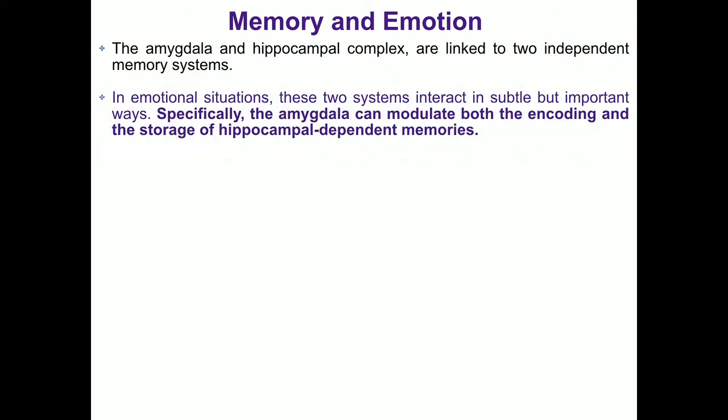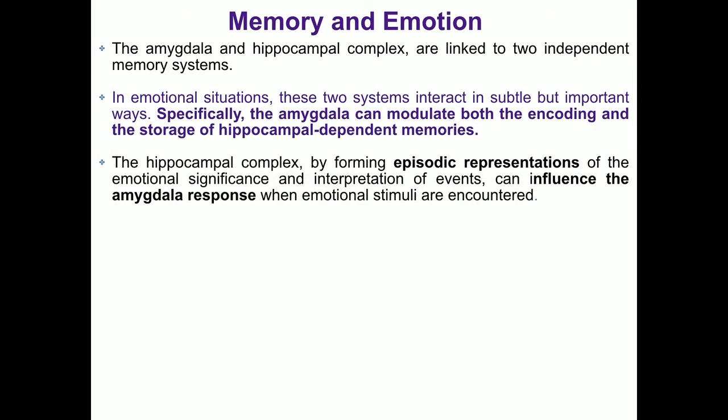So memory and emotion then, the amygdala and the hippocampus are linked. They're two independent systems, but they are linked. And the amygdala especially modulates the encoding and storage of these memories that are dependent on the hippocampus. So this is how we form this episodic memory.